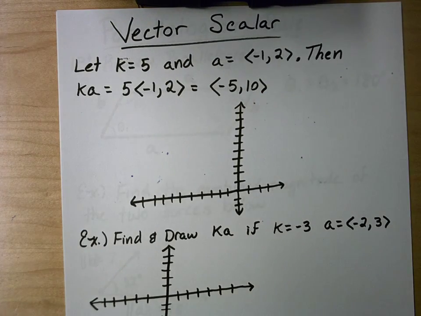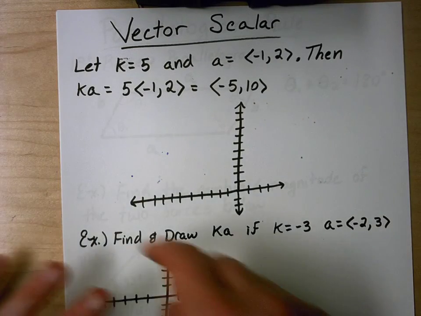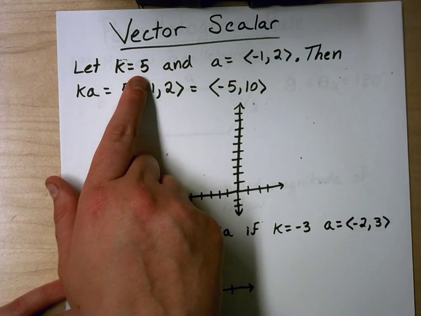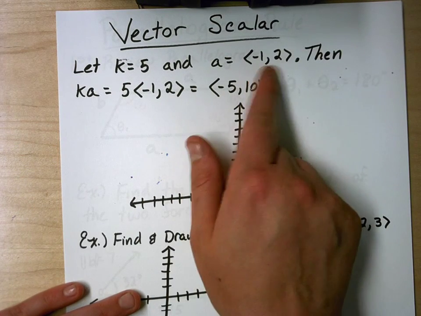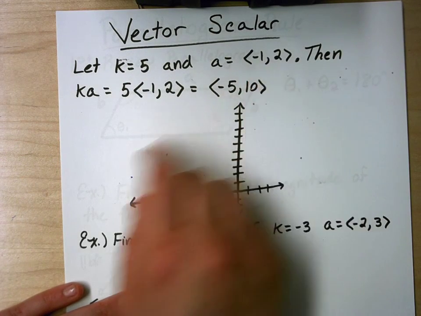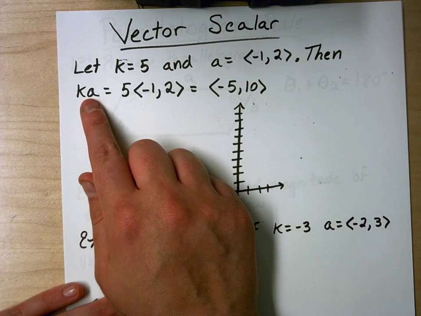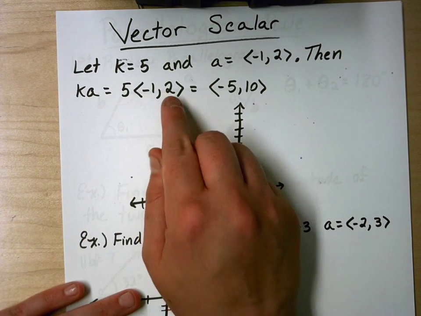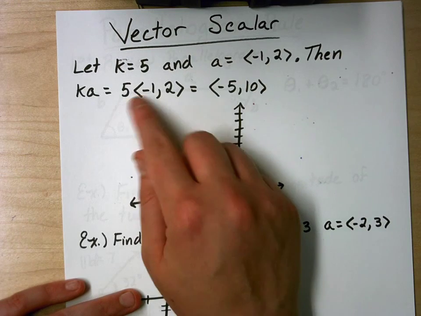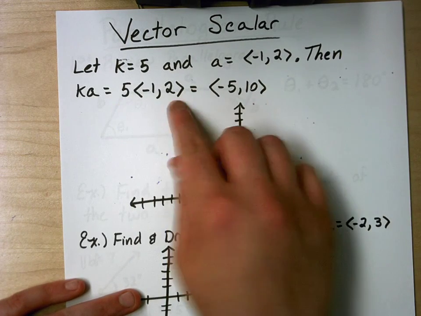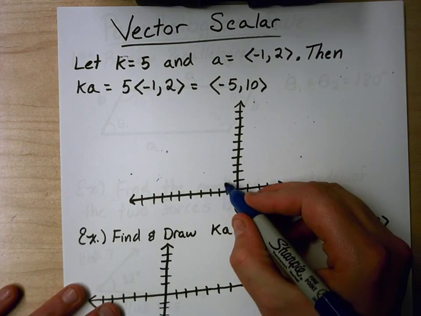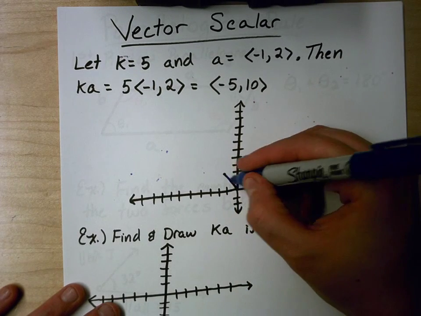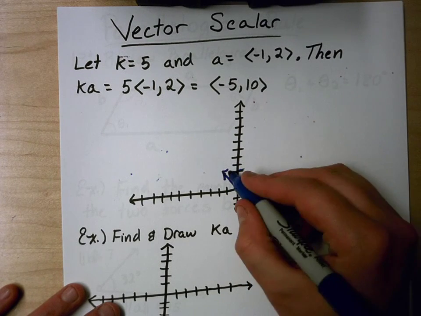Now vector scalar multiplication is best in an example. Let's say we have k equals 5, so that's going to be our scalar, and we have a equals -1, 2. Then ka equals 5 times the horizontal and vertical components. So 5 times -1 gives you -5, and 5 times 2 gives you 10. Let's go ahead and draw our original vector. I go over 1, up 2. So that guy is my A.